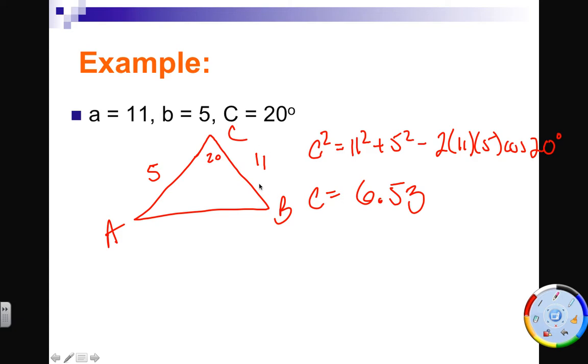Always look for the smaller of the two angles first. It has to do with the fact that now you can use law of sines, and law of sines just always works better with the acute angle. I know this angle B is smaller than A because of their opposite sides, so I'm going to find B first.